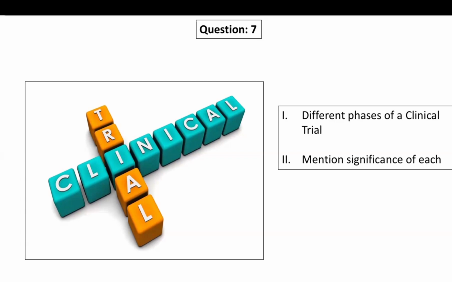In the Interlace trial, they are comparing neoadjuvant chemotherapy followed by CTRT versus CTRT alone. I am just elaborating this as an example. So if you are comparing a new treatment protocol to a standard of care, then it basically comes under the phase 3 trial.